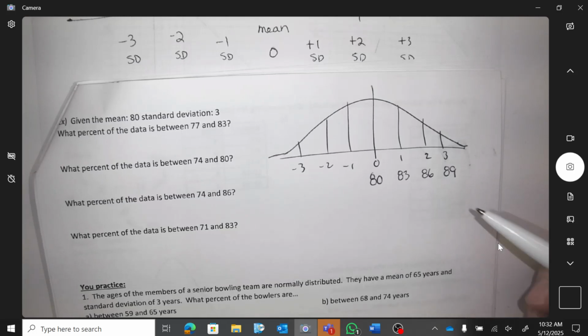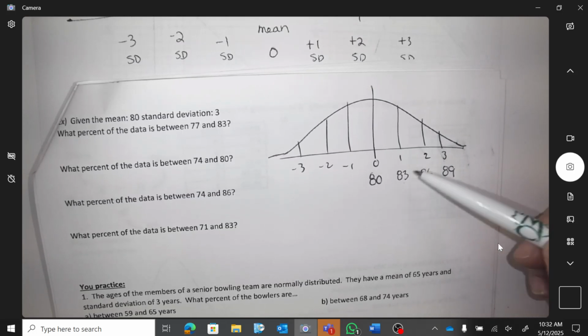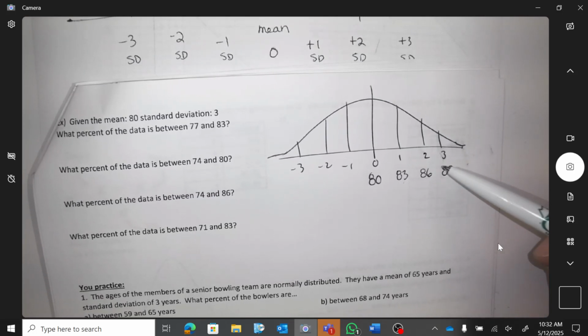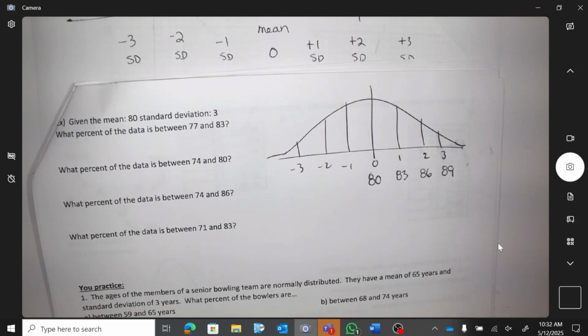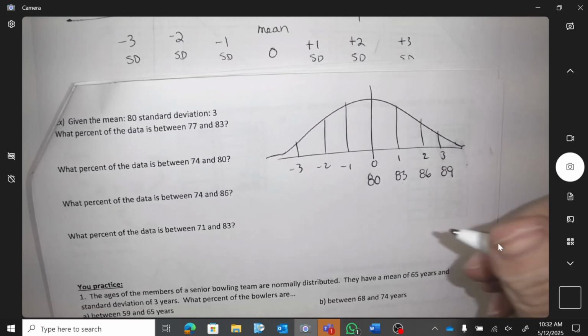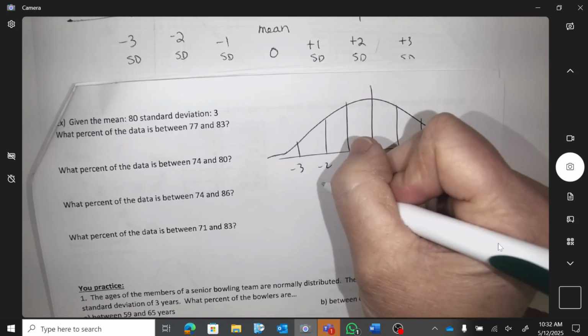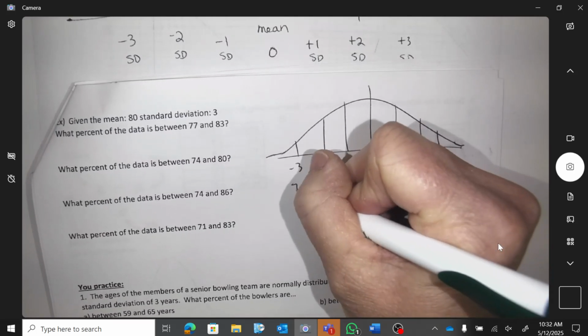Okay, you have to say this is 1 standard deviation above, this is 2 standard deviations above, 3 standard deviations above. Can you go below? Below, below, below.